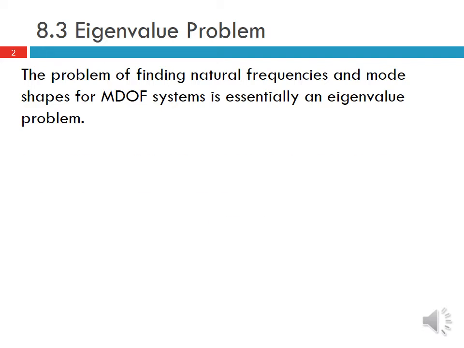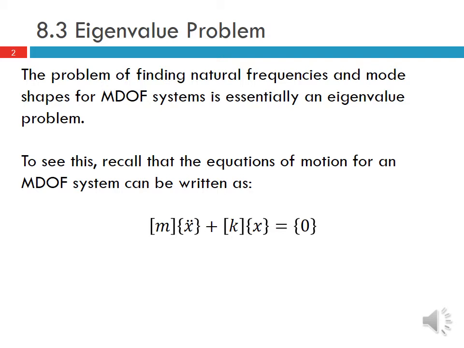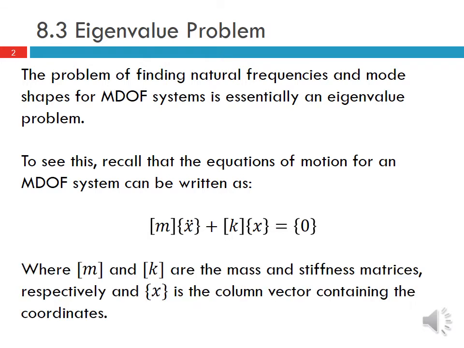problem. To see this, recall that the equations of motion for a multiple degree of freedom system can be written as our mass matrix times x double dot, which is the vector of our accelerations, plus our stiffness matrix times x, which is the vector of our coordinates, is equal to the zero vector, where m and k are the mass and stiffness matrices, and x is the column vector containing the coordinates.